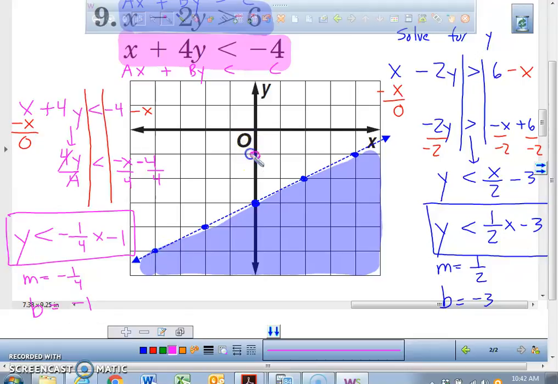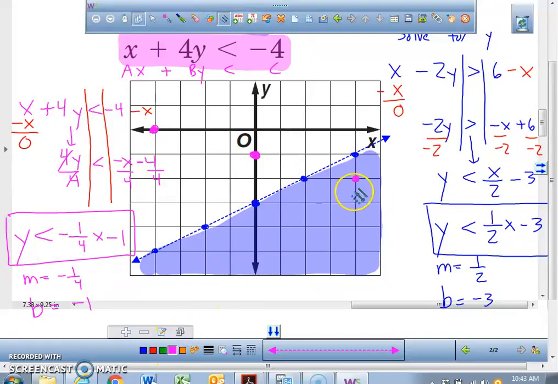So right here at -1, you're going to put a point, and then you're going to go down 1 and over 1, 2, 3, 4. I'm out of room. What could I do? I could go up 1 and over 1, 2, 3, 4, and put a point. Once again, we have less than, don't we? Less than is going to be a dotted line and shaded below. So I got to make a nice dotted line going through all of those points. I'll try to do it again. There we go. And now I have to shade everything below.